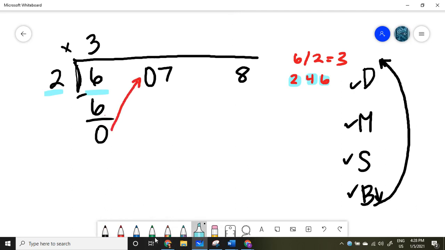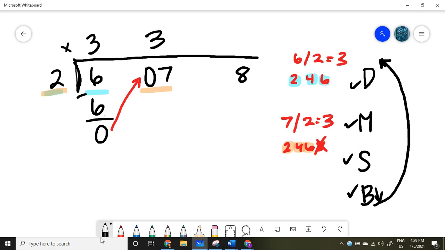So next, I will divide 7 divided by 2. I can draw 7 dots, or I can skip count by 2s. 7 divided by 2 is... 8 doesn't count because it goes over. So I was able to skip count 3 times. 7 divided by 2 is 3.